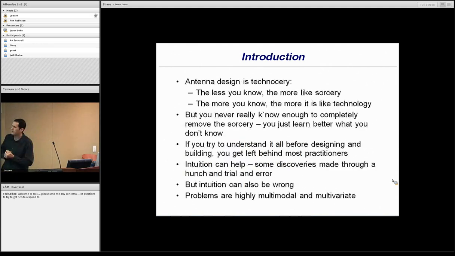So we call it technocery. The less you know, the more it's like sorcery, and the more you know, the more it's like technology, but you just never really get rid of the sorcery part of it. You just know better what you don't know.